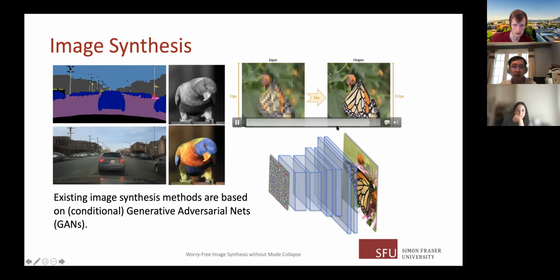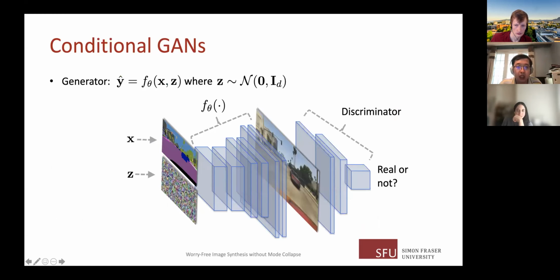Existing methods are mostly based on conditional GANs, so let me talk about how they work. Conditional GANs essentially take in two things as inputs. One is the image that we're conditioning on, which in this case could be the segmentation map. It also takes in noise as input. Both of these things go into the generator, and the image that we get out is what we want.